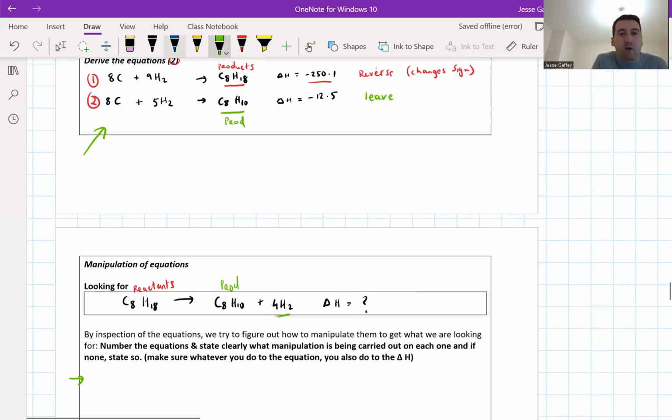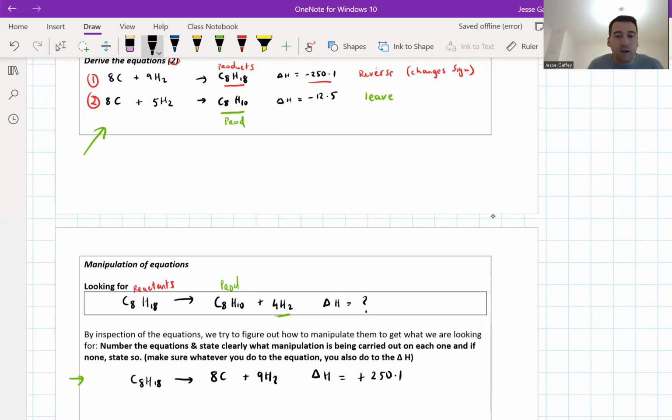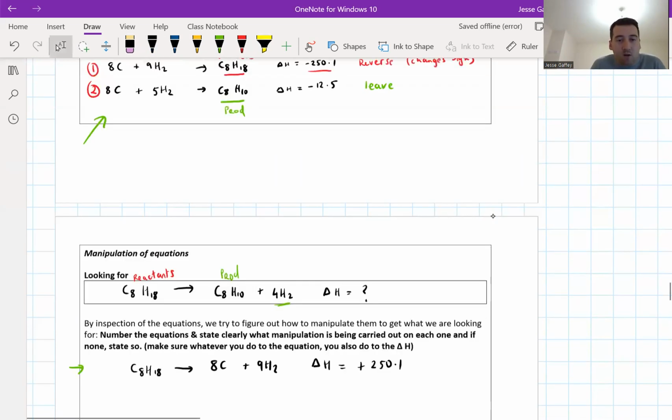Right, so we said up here for equation 1, we needed to reverse the whole equation, which means that we need to start like this. C8H18 is in the reactants now, and it's breaking apart to give us 8 C's plus 9 H2s, like that. Okay, and that has a delta H equals, and it takes that number and changes the sign. It's plus 250.1. Okay. All right, and then the other one we said we were just going to leave it. So that was 8 C's plus 5 H2s react to make C8H10. And that is giving me a delta H of minus 12.5, sorry, 12.5.